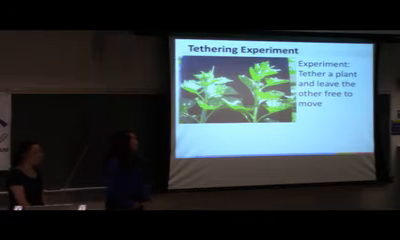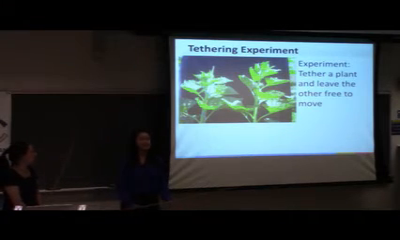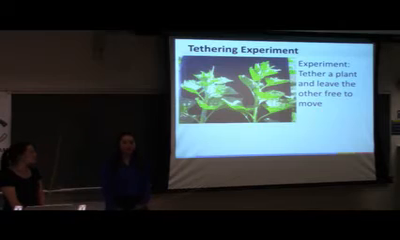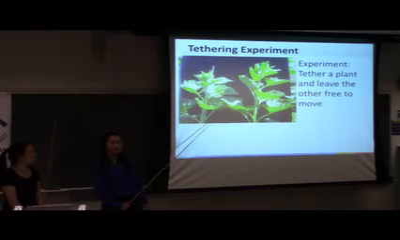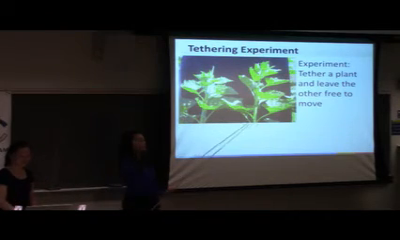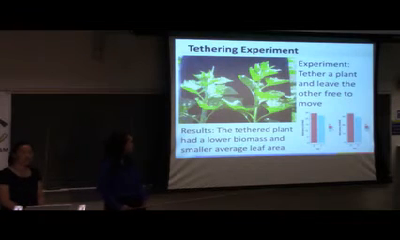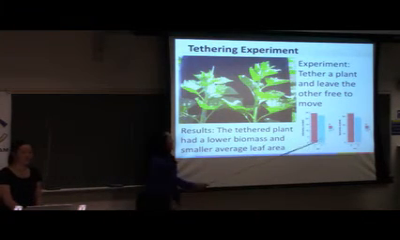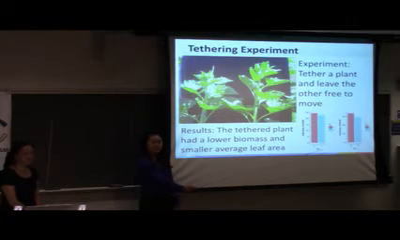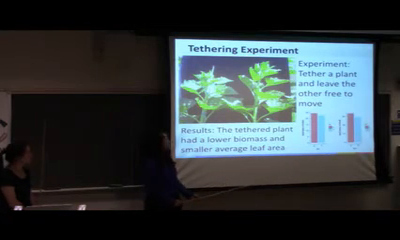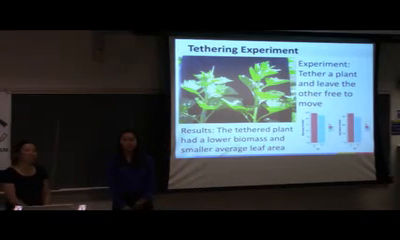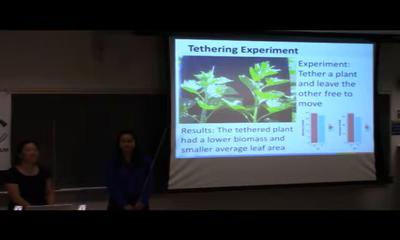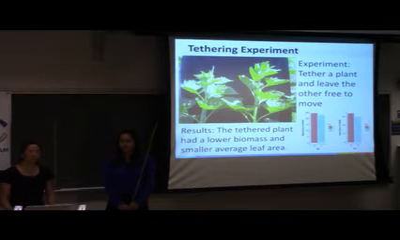Besides the fact that solar tracking, or heliotropism, is aesthetically pleasing, it's also important for optimal growth. The Harmer lab tested this by tethering half of their experimental plants, as you can see here, and left the other half free to move. They found that the tethered plants, represented here by the blue bar, had a lower biomass than the control, represented here by the red bar, and also had a smaller average leaf area in comparison to the control. Therefore, heliotropism causes these plants to grow larger. This information is important because scientists may be able to increase the productivity of other economically important crops.